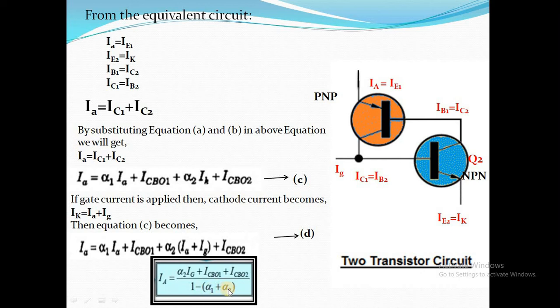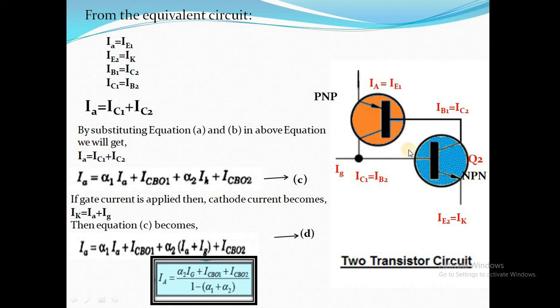If alpha 1 plus alpha 2 is made to approach unity, then the denominator decreases, and as the denominator decreases, the anode current increases, and if the anode current increases and reaches above the latching current, then the SCR turns on here. So this is the anode current equation of the SCR, and this equation can be derived by using the two transistor method.